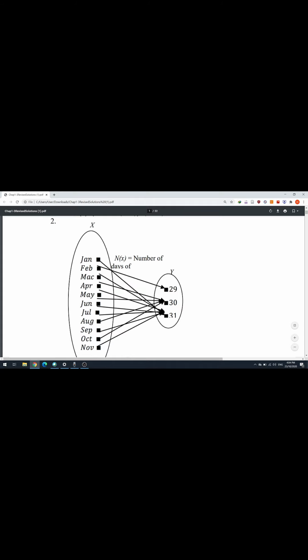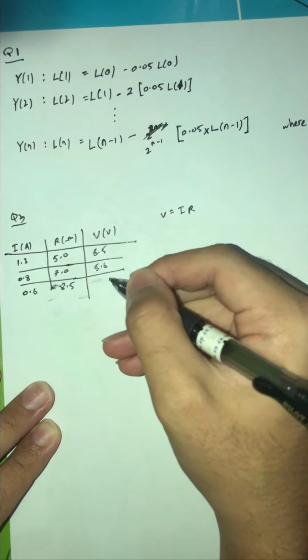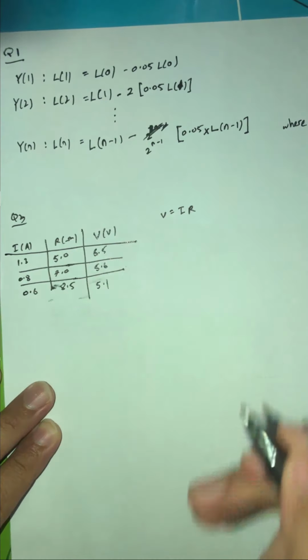So basically you need to find V, which is in volt. How do you find V? V is equal to I times R. So you'll get the same here and here. So you'll have 6.5, 5.6 and 5.1.